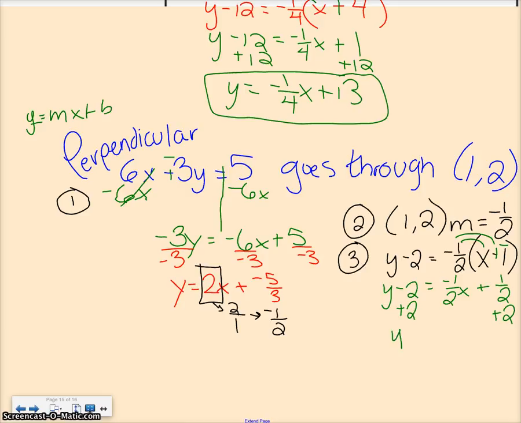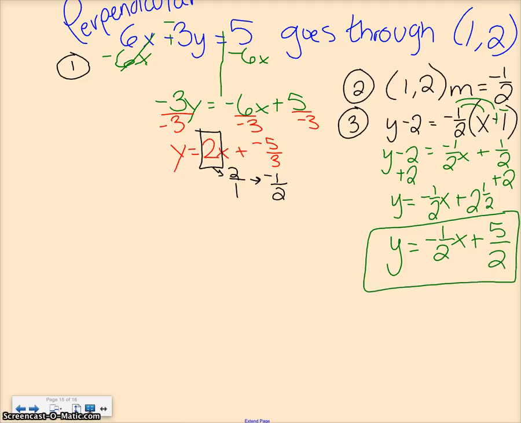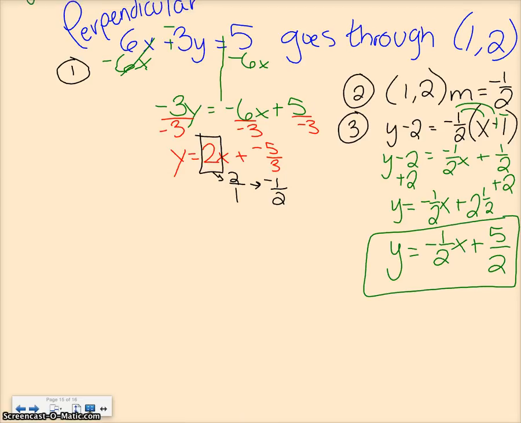And I get y equals negative 1/2 x, and it's going to be a fraction as my y-intercept here. 1/2 plus 2 is 2.5, but we don't write it as mixed numbers much in 8th grade. So I'm going to convert that to an improper fraction. Y equals negative 1/2 x plus 2 times 2 is 4, plus 1 is 5 over 2. And this would be the equation of my line that is perpendicular to the first one that was given to me and went through the point (1, 2).